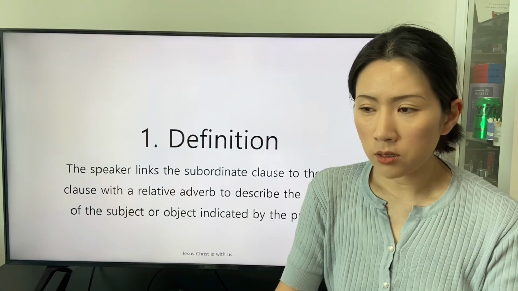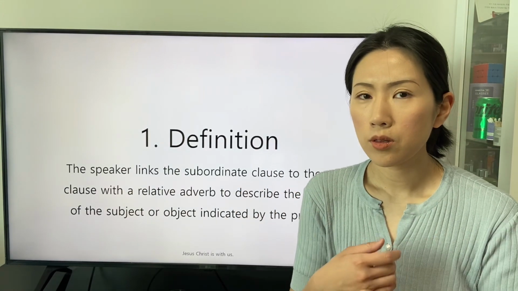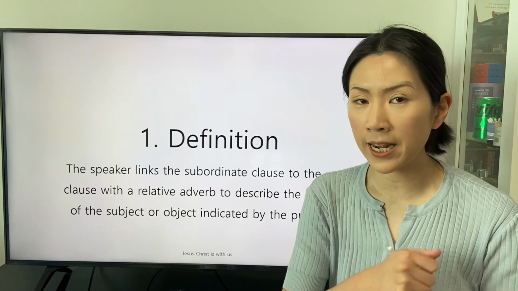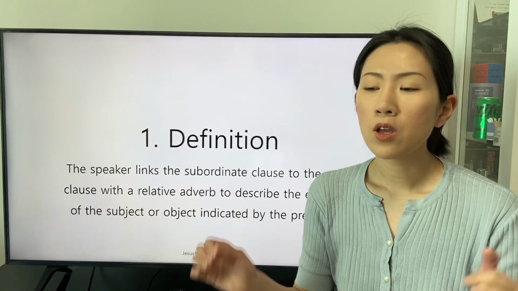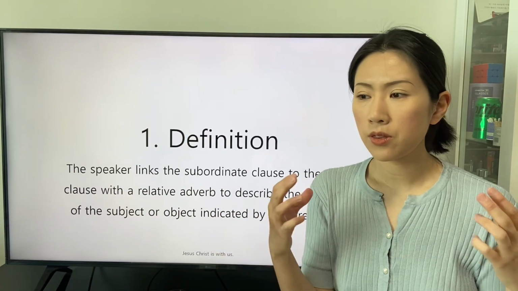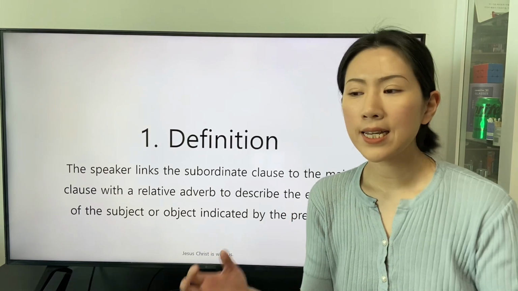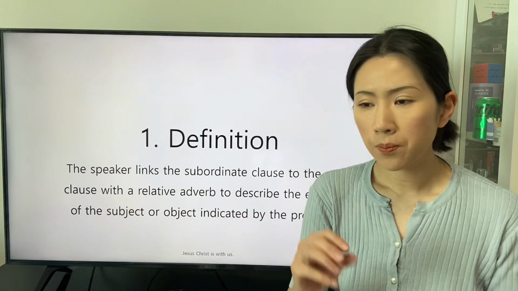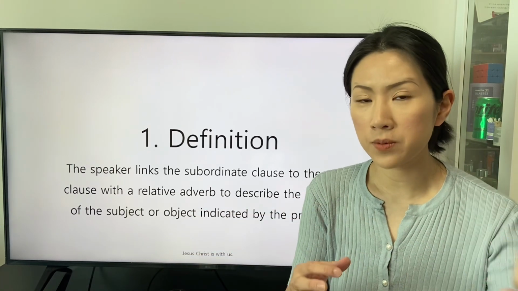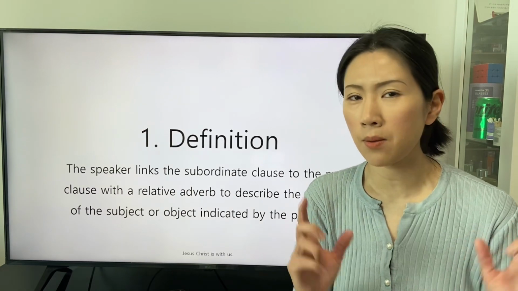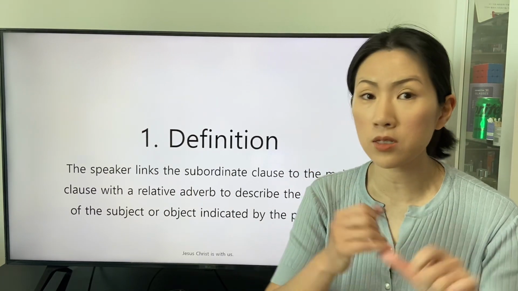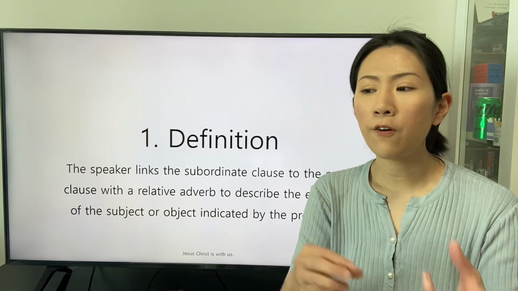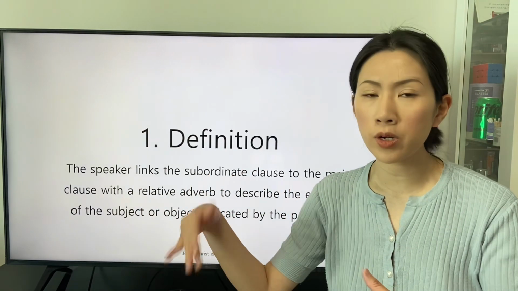The subordinate clause describes the experience, condition, or action of the subject. So we can understand that the subordinate clause describes the subject or object indicated by the precedent in the main clause with the experience, condition, or action of the subject in the subordinate clause.